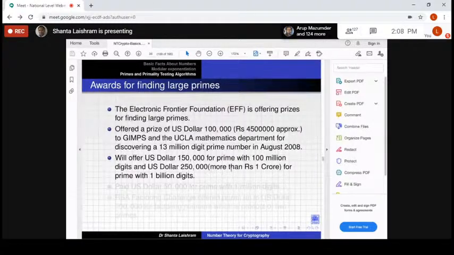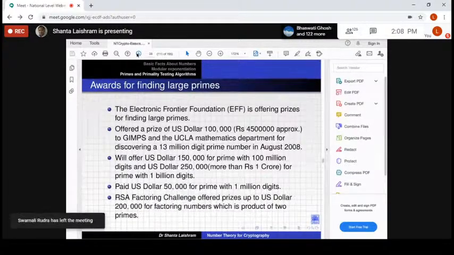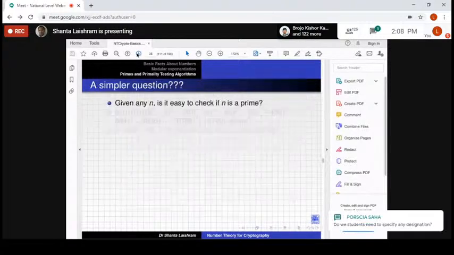So if you can find a prime with 100 million digits, then you'll get $1,50,000. And if you can find a prime with 1 billion digits, you'll get $2,50,000, which is of course more than 1 crore. And also there's something called the RSA Factoring Challenge. It offers prizes for factoring large numbers. If there's some time, I'll talk about it a bit.